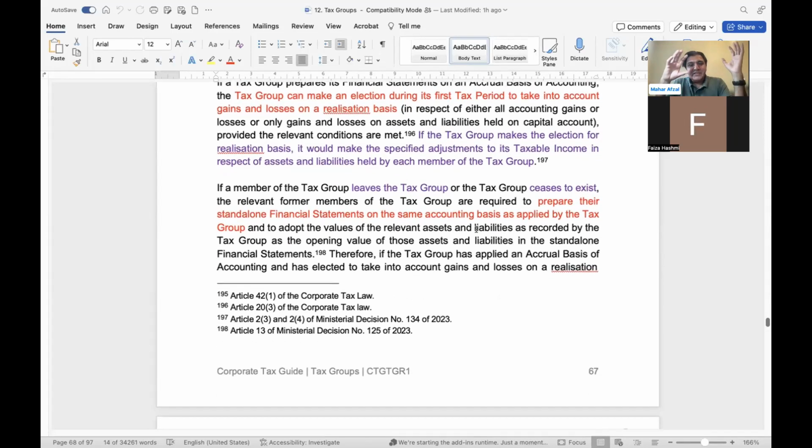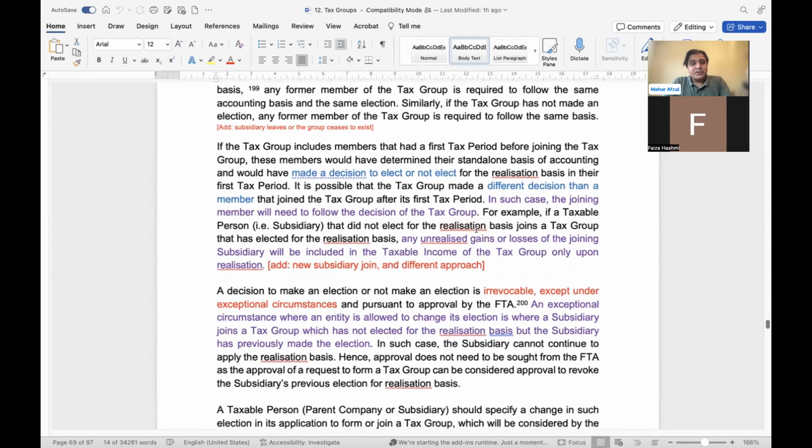If any entity is leaving the tax group, then they need to follow the same basis the group decision has taken. If the group has taken a realization basis and any member of the group is leaving the group, then they will be following the realization basis as well. This has been mentioned in this paragraph. You can go through this.